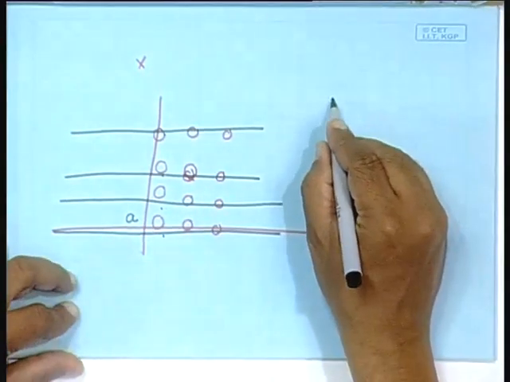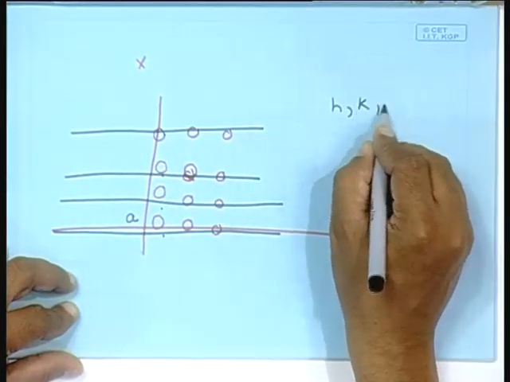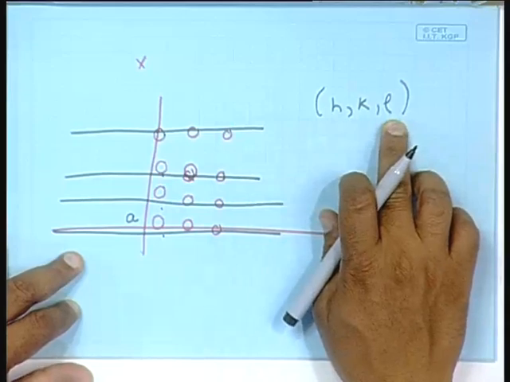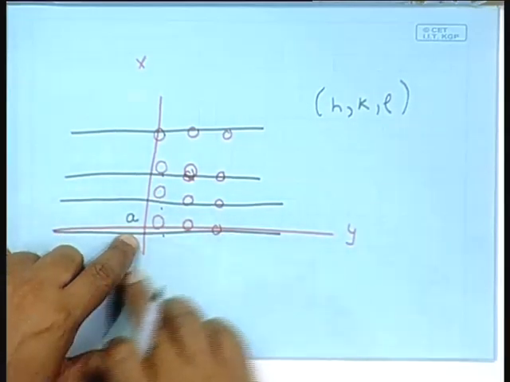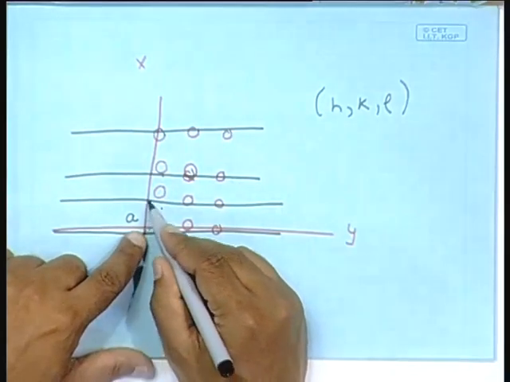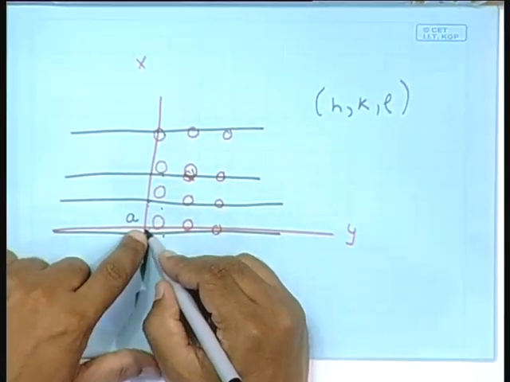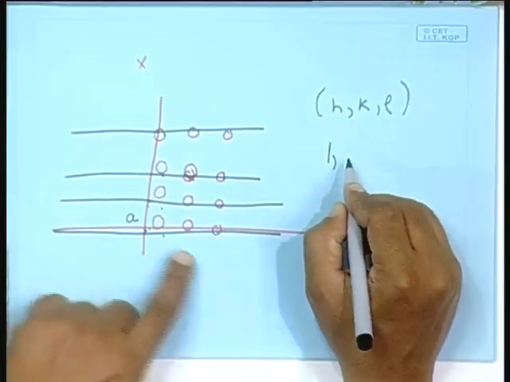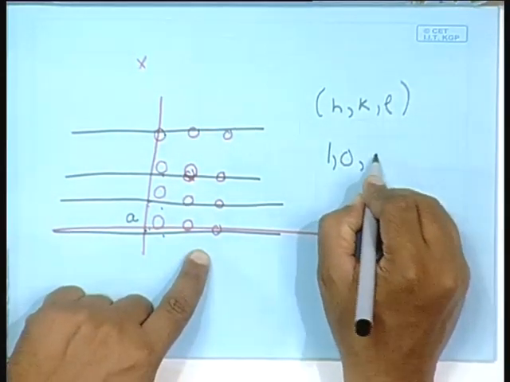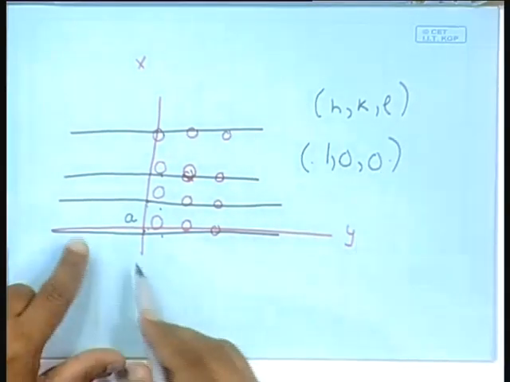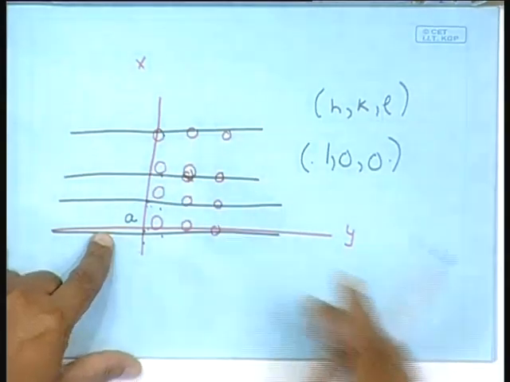So H, K and L refer to the intercepts of these planes with the x, y and z axis. The distance between the intersections of these planes and the x axis here is 1. The planes never intersect the y axis or the z axis. So H, K, L equal to 1, 0, 0 label this set of planes.